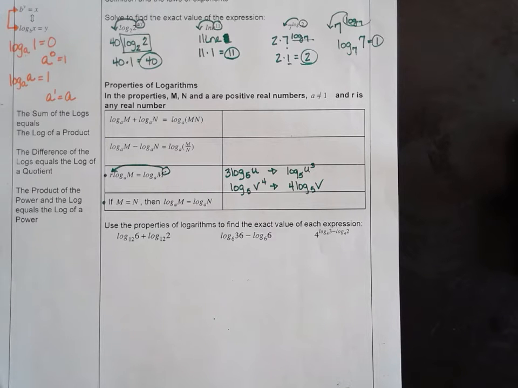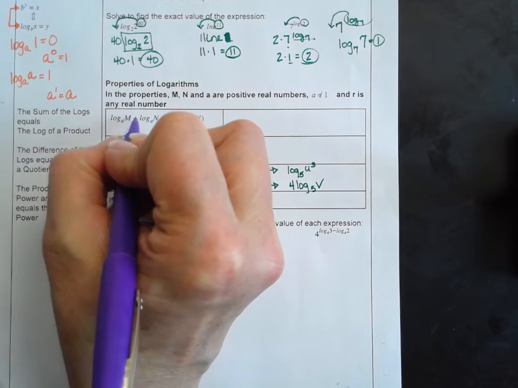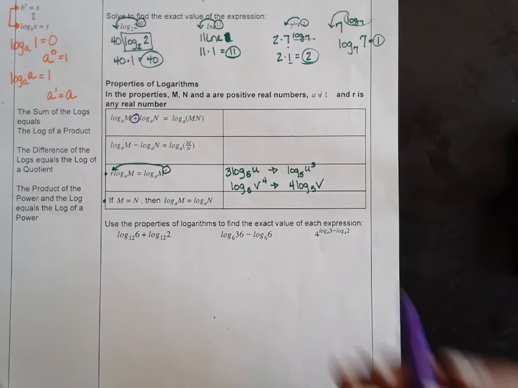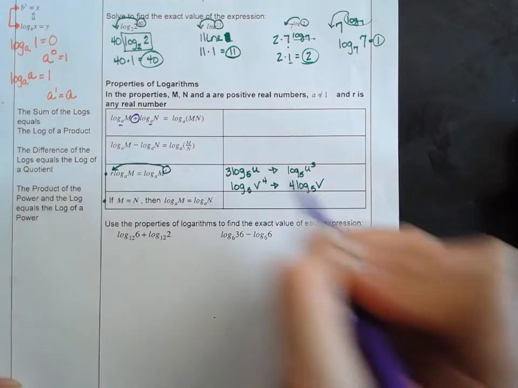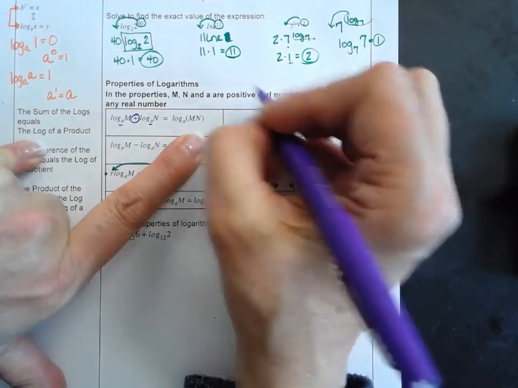Okay. You know how multiplying and adding go hand in hand? Well, that's true for your log rules. So if you're adding two logs together that have the same base, you can write it as a single log.